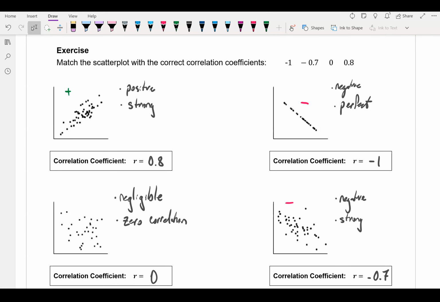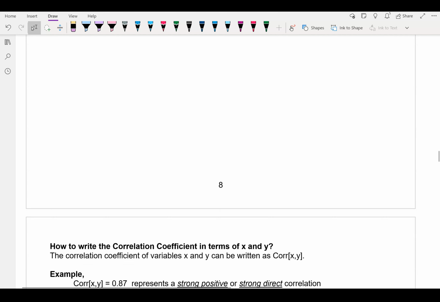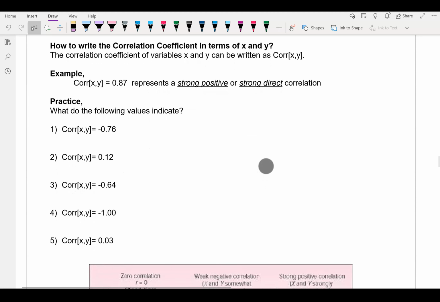All right, so that's it for this exercise. Let's see what else we have in store. So on the next page, page 9, it says, how do we write the correlation coefficient in terms of x and y? And it says the correlation coefficient of variables x and y can be written as correlation of x and y. So it's just a fancy way of writing it. All right. On Excel, a little bit of foreshadowing. On Excel, you're going to use this formula.